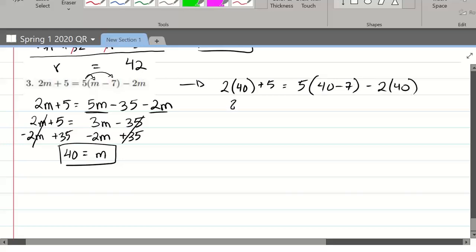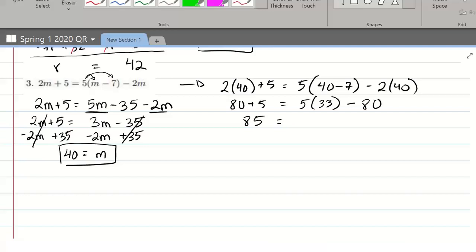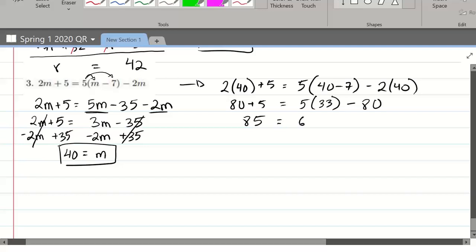Let's see, this is going to be 80 plus 5, so this is going to give us 85. So this side is supposed to give 85 as well. So 5 times 40 minus 7 is 33, minus 2 times 40 is 80. Let's see what this equals. 5 times 33 is 165. 165 minus 80 gives us 85, right? So 85 equals 85, so that means we're doing it correctly.